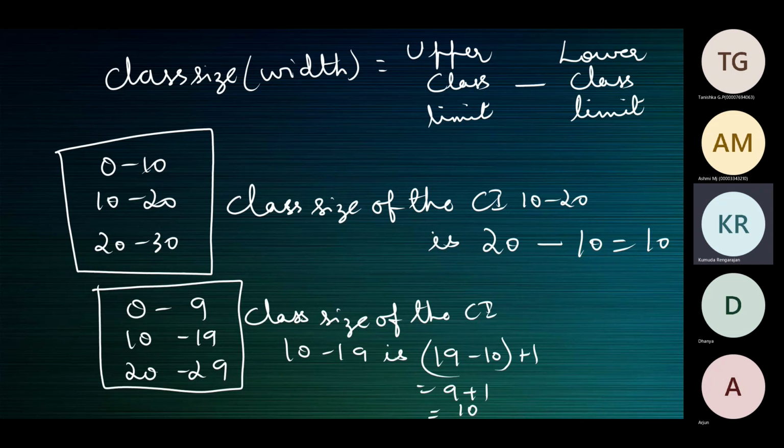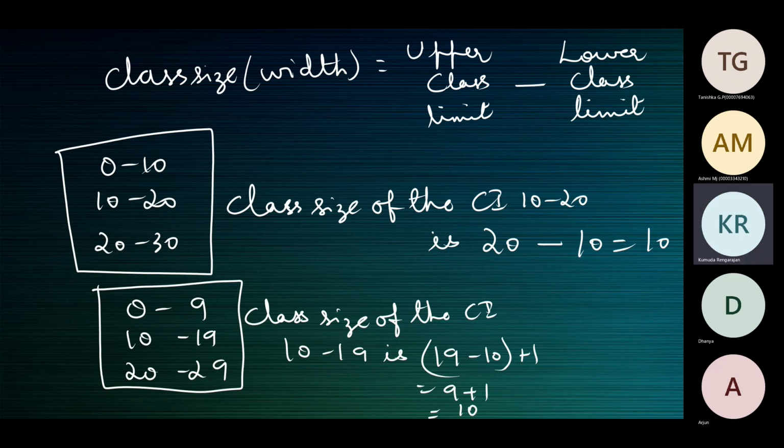Why? Use your fingers in 10 to 19. In the class interval 10 to 19, how many integers are there? 10 is included and 19 also is included. So count using your fingers: 10, 11, 12, 13, 14, 15, 16, 17, 18, 19. 10 values are there. The class size is 10.